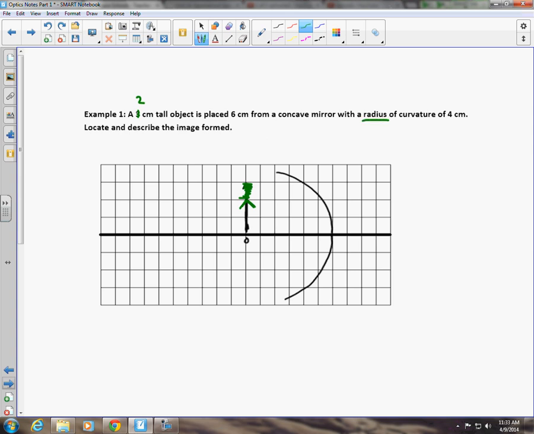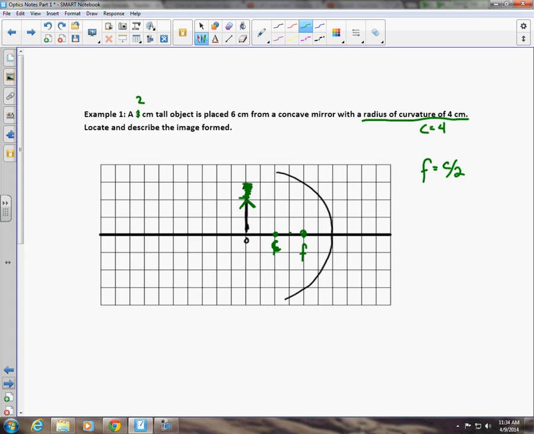Now, we have to locate the focus and the center for this. It says there's a radius of curvature of 4 centimeters. At the end of a radius is the center. So they're telling me to place the center at 4. So 1, 2, 3, 4 away from the mirror is where I put my center. Okay? And then remember that the focus is always at the center divided by 2. So if the center is 4, the focus is going to be at 2. So that's something we have to remember too, is that the focus is halfway to the center.